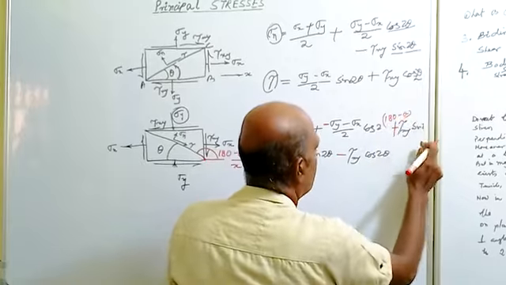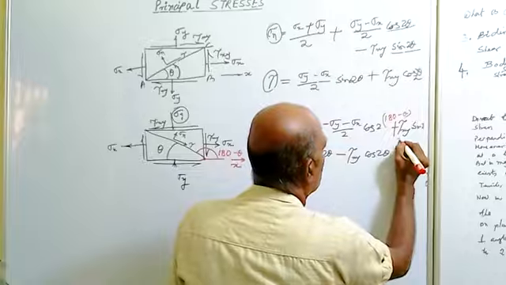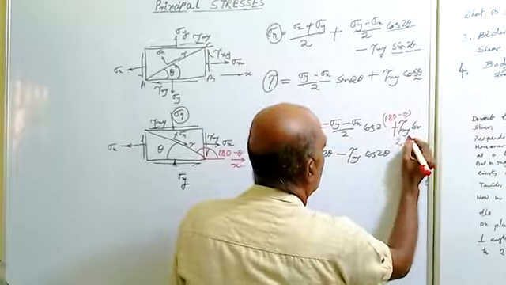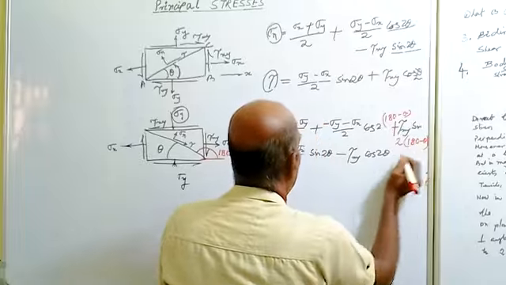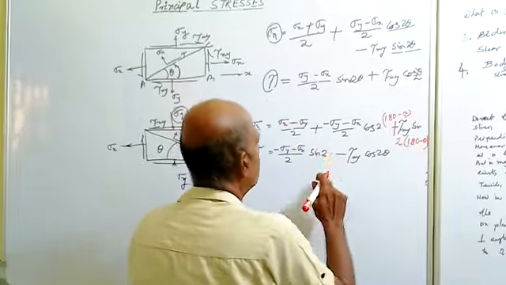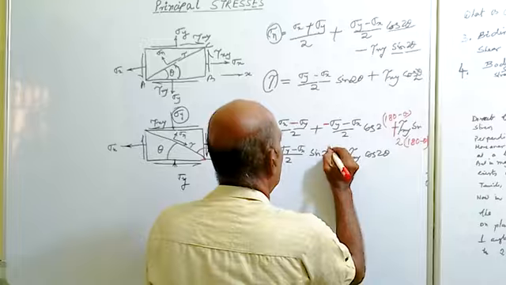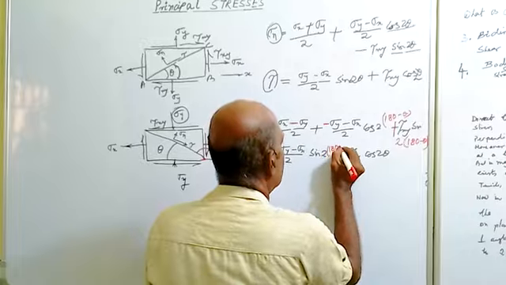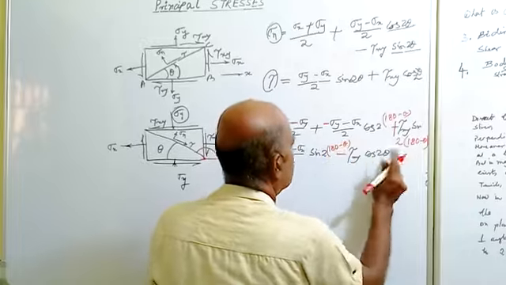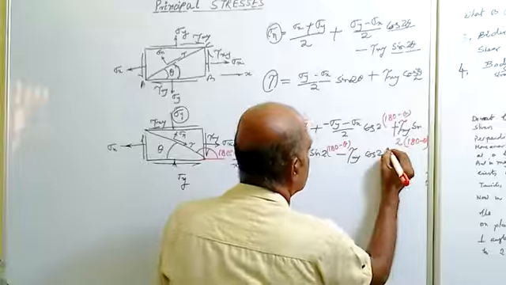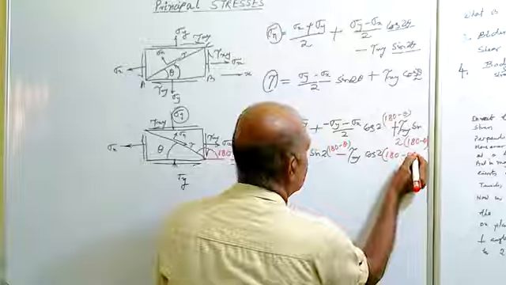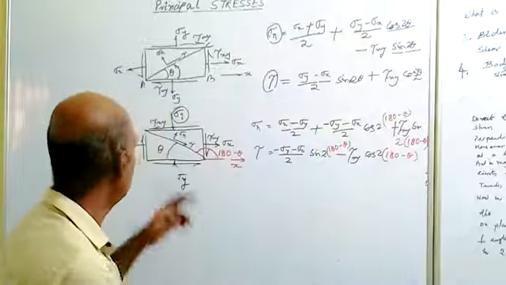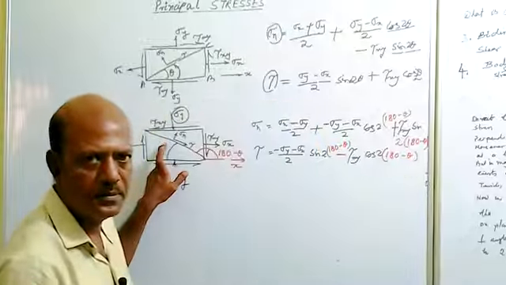And in sin 2 theta, here we will write 2 into 180 minus theta. And similarly here, sin 2 theta becomes 2 into 180 minus theta. And for this, 2 into 180 minus theta. So this will be the result for this case.